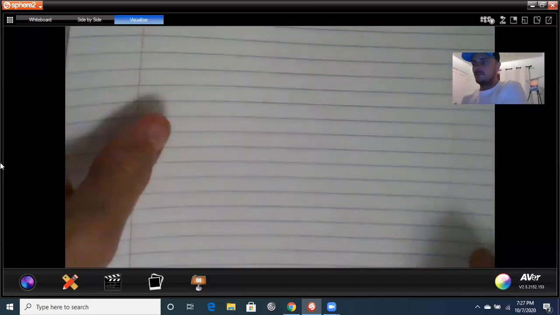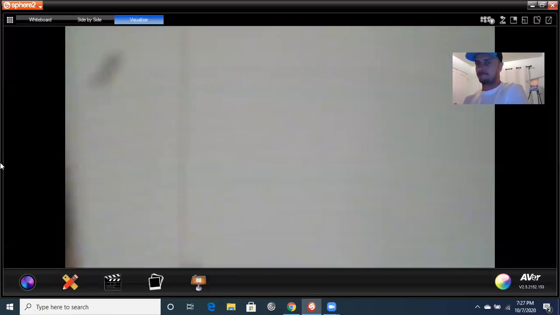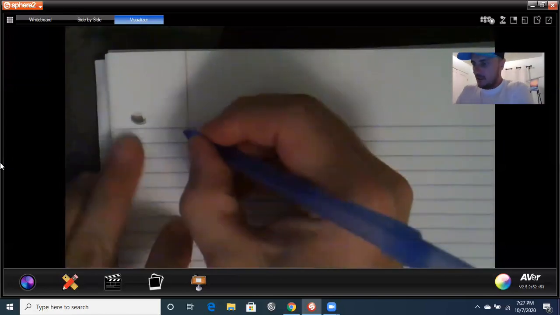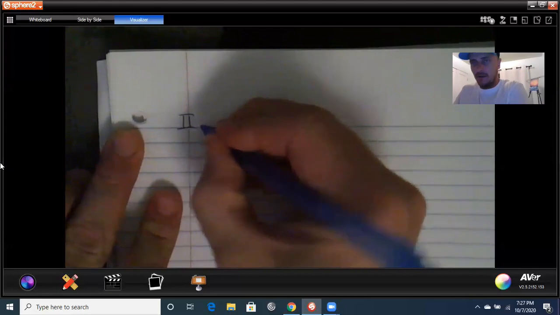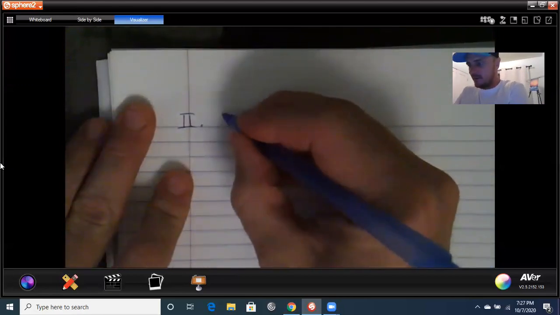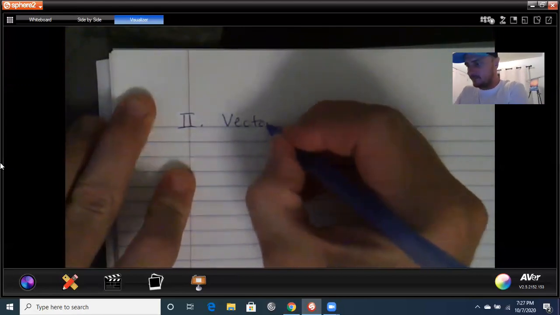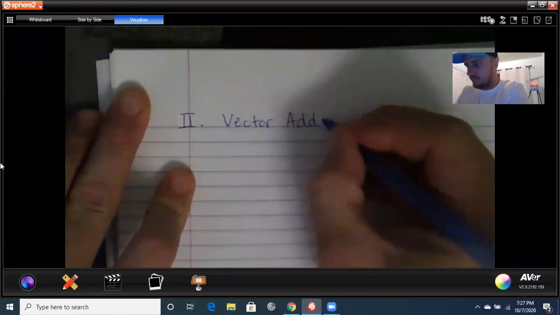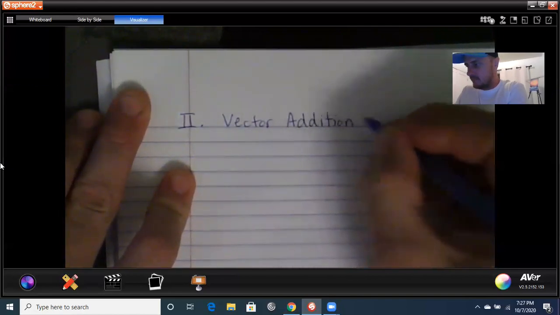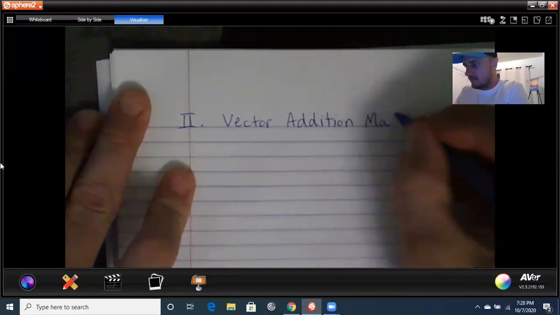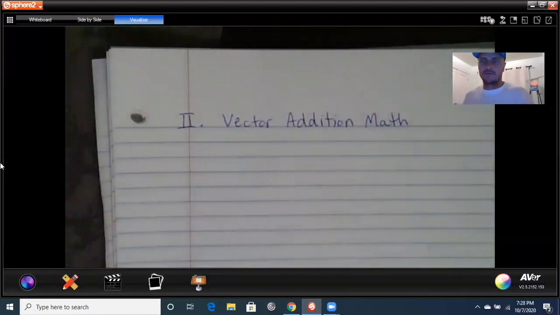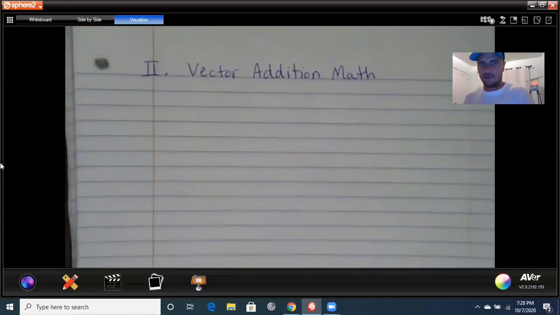Roman numeral 2, and we're going to say here this is vector addition math. So we're actually getting into the math side of vector addition now.